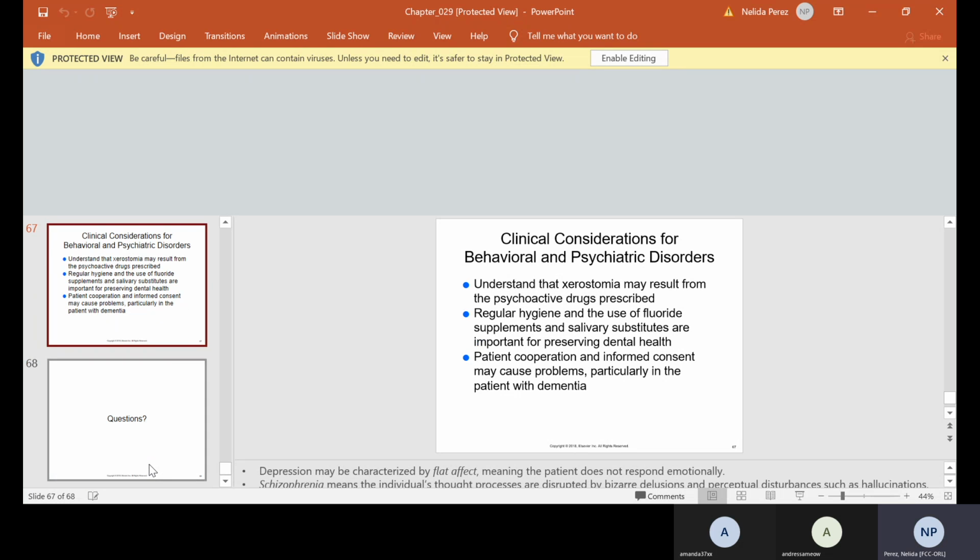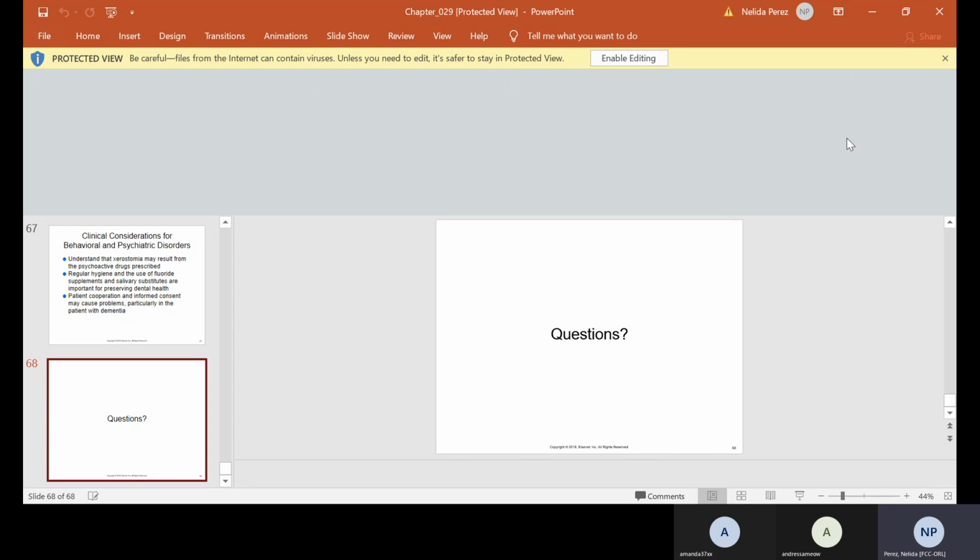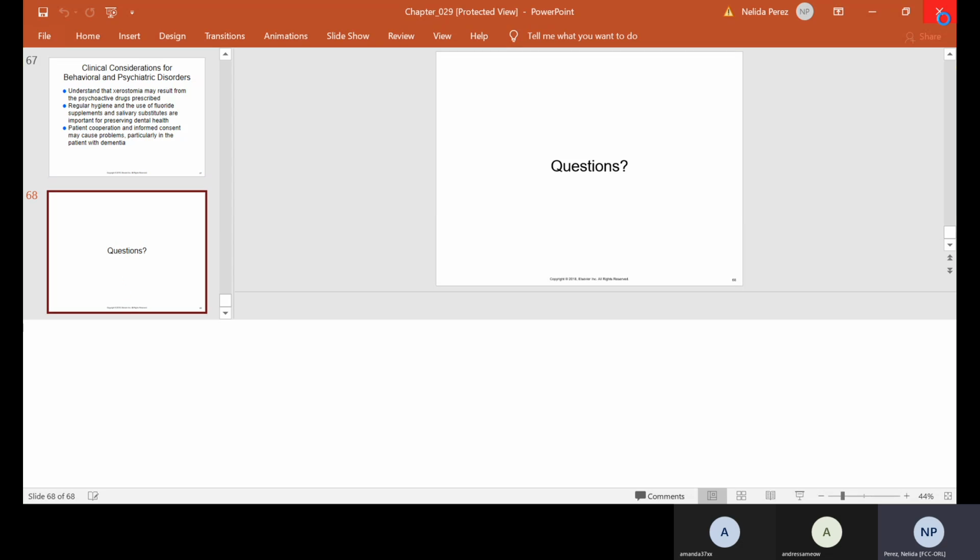And clinical considerations, we have to understand that dry mouth may result from the psychoactive drugs prescribed. Regular hygiene and the use of fluoride supplements, and any salivary substitutes are important for preserving dental health. Patient cooperation and informed consent may cause problems, particularly in patients with dementia. Do we have any questions?